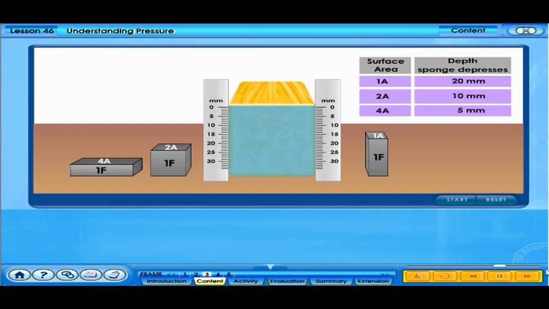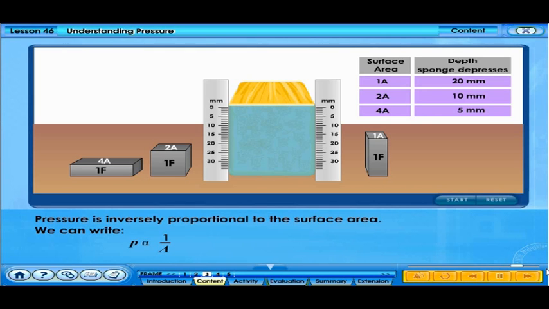From the observation, what can we say about the relationship between pressure and surface area? Pressure is inversely proportional to the surface area. We can write P is proportional to 1 over A.